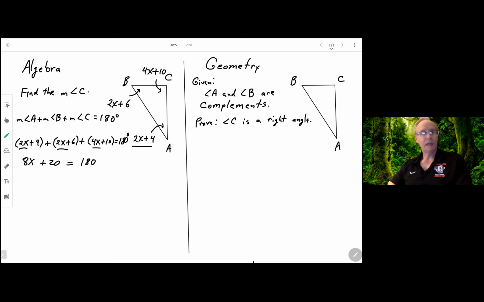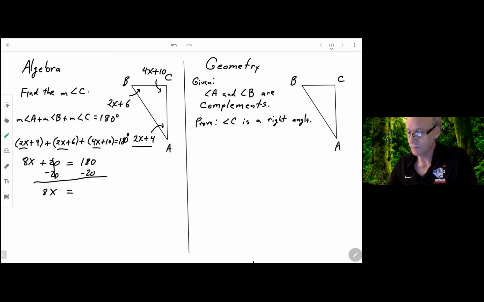Now, I want to solve. I've done a diagram, a formula. I've substituted, I've simplified, and now I have to solve using algebra, and I'm going to subtract 20 from both sides. And I get 8x is equal to 160. Then I'm going to divide by 8, and I get x is equal to 20 degrees.